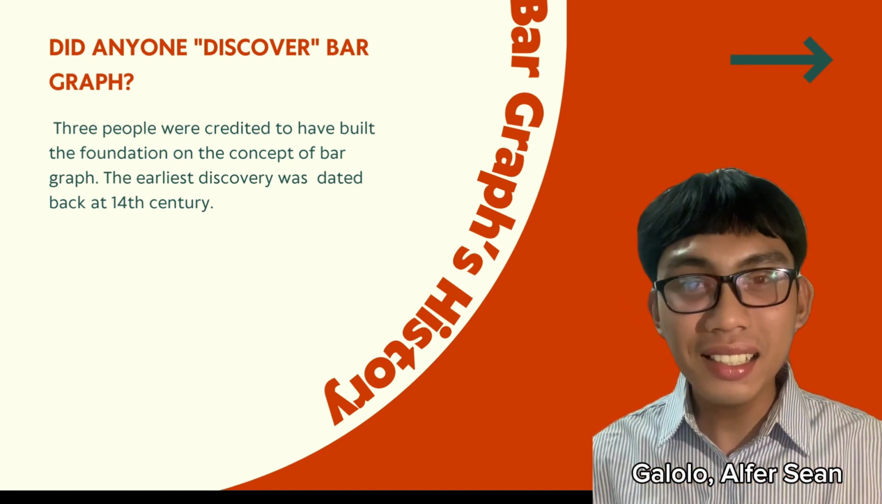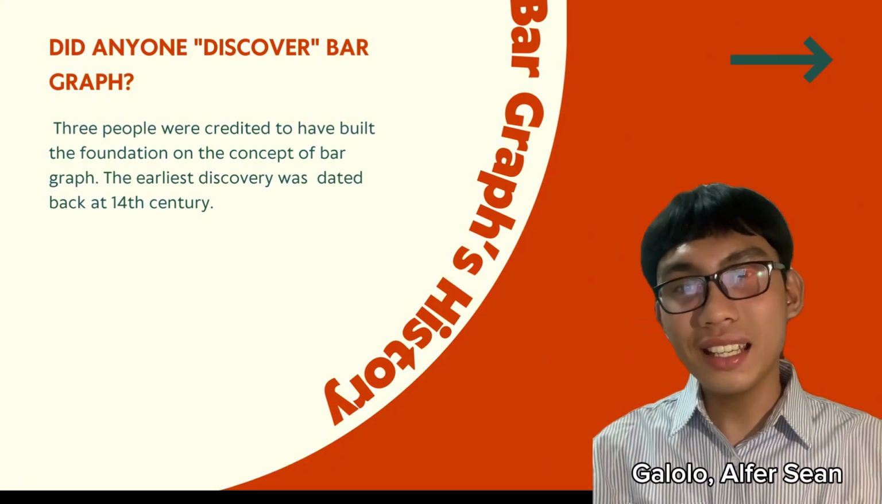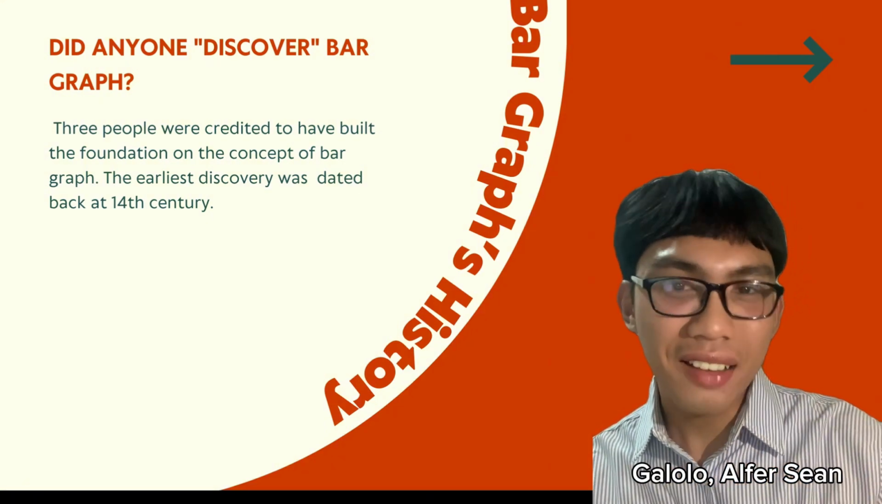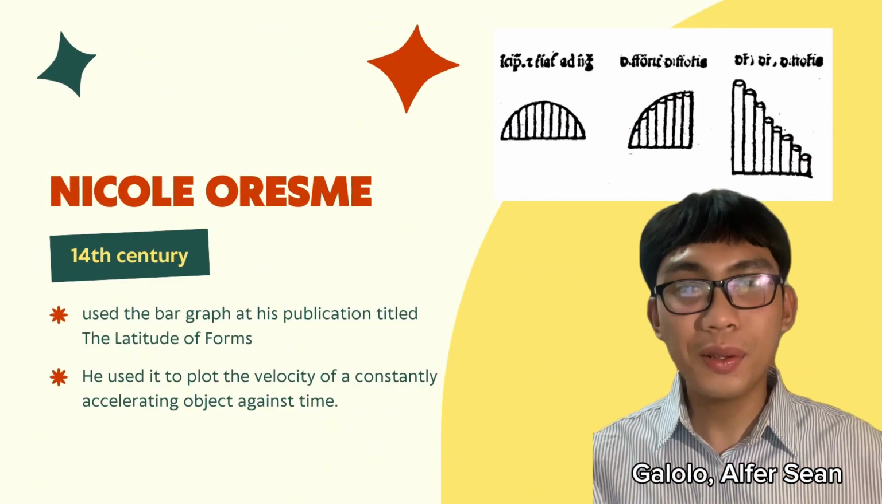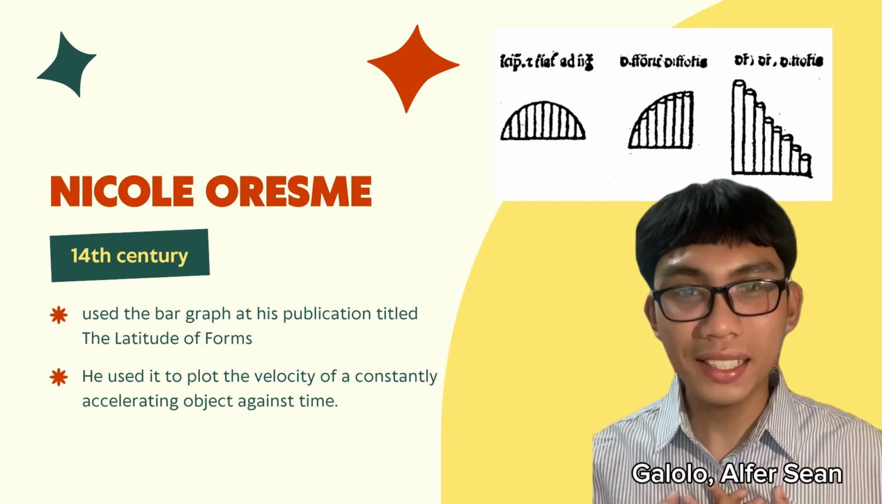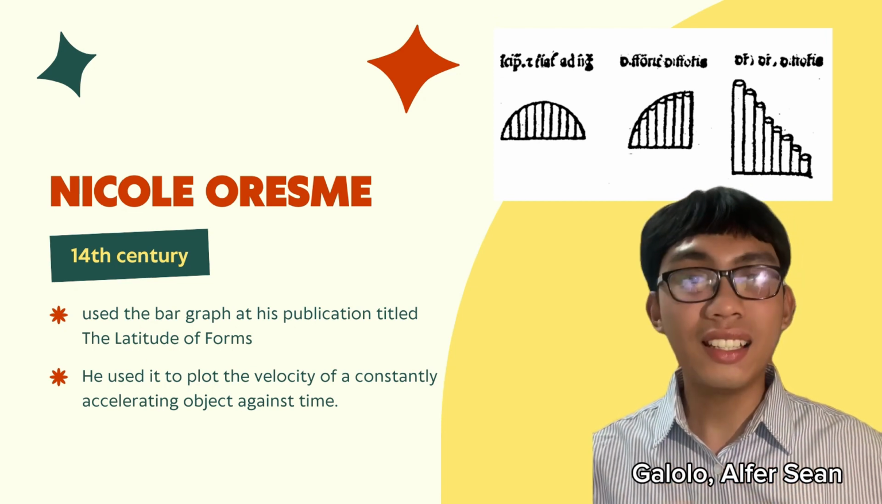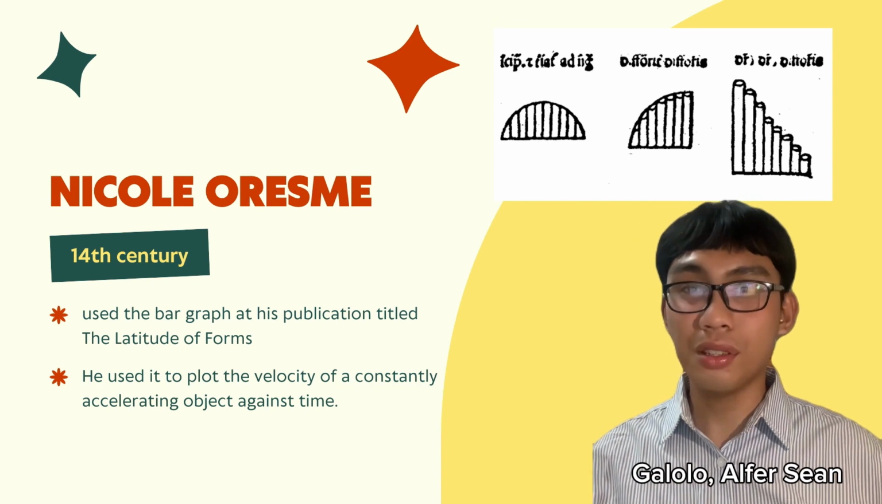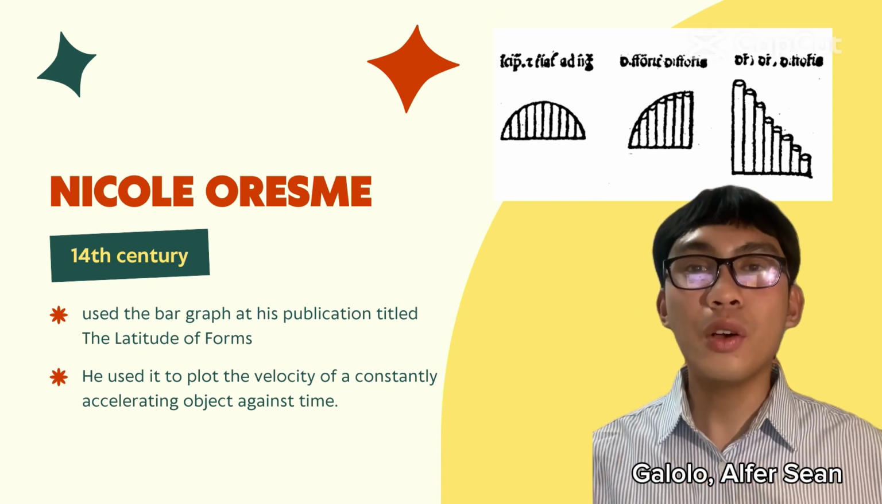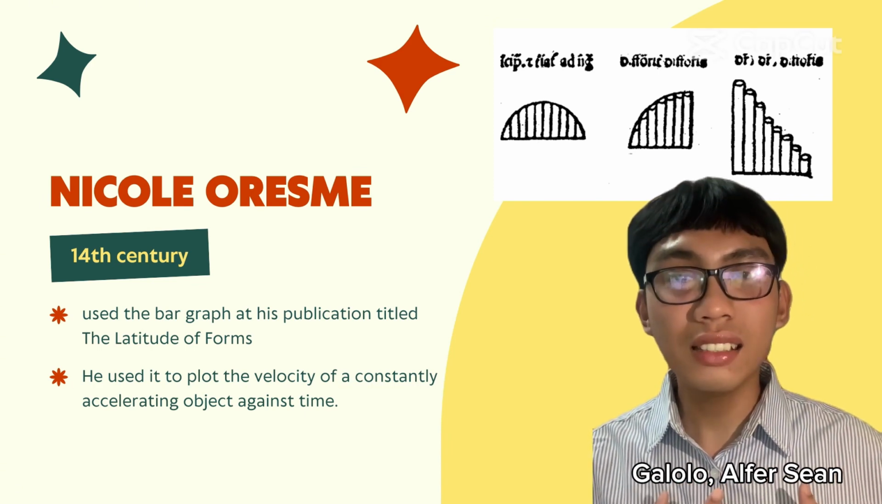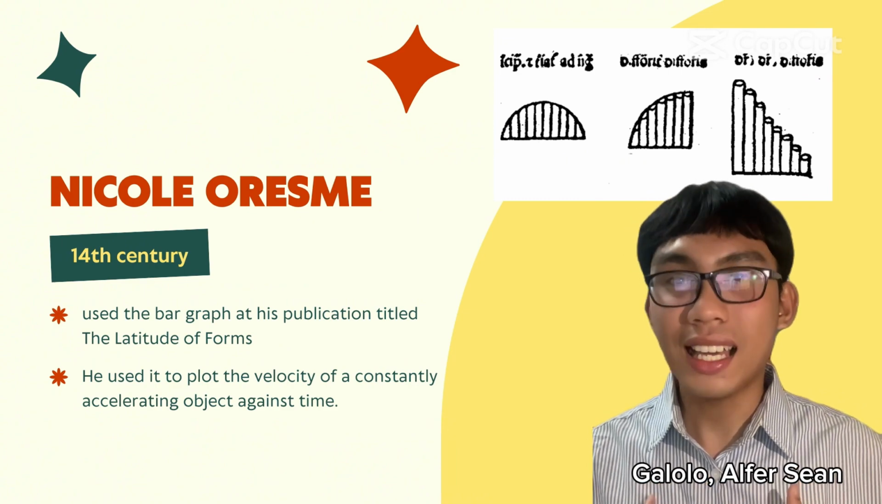Now, surprisingly, there are three people who are credited for discovering the bar graph. The first discoverer is a man called Nicole Oresme from the 14th century, and he used it in his publication, The Latitude of Forms. Now he used it to plot a constantly accelerating object against time.